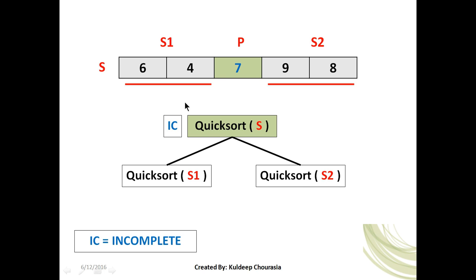The green color in this box shows that I have already begun this task quicksort S, but this task is not complete. So I have put IC. IC stands for incomplete. So this task quicksort S will complete when quicksort S1 completes and then when quicksort S2 completes. So if I complete quicksort S1 and then quicksort S2, then this task will be complete. My next task is quicksort S1.